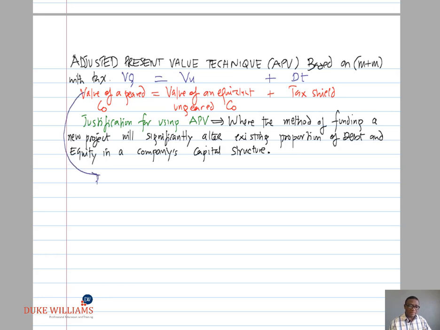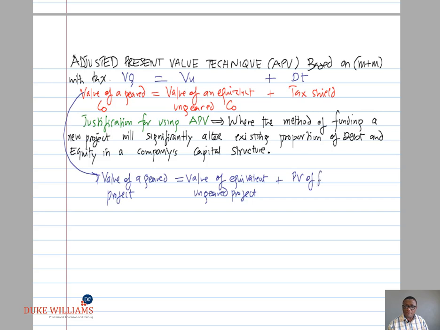So then, from this, once it's going to alter our existing gearing, then we can extend this to say the value of a geared project is equal to value of an equivalent ungeared project. This time we say the present value of its financing side effects. Now, what are the financing side effects?